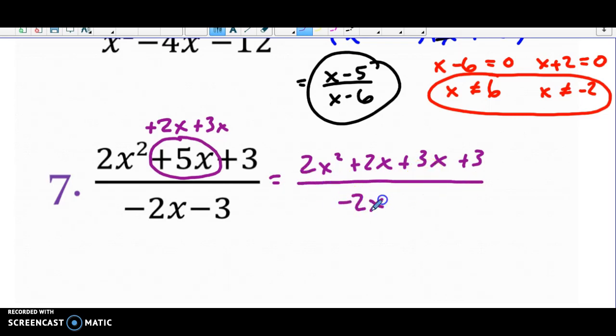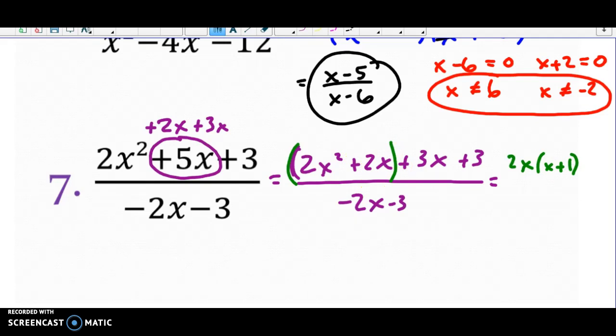Now, let's keep working right here. Now I'm going to go ahead and out of these first two terms, I'm going to factor out a greatest common factor, which is 2x. So if I factor out a 2x, all I'm left with is x. And if I factor a 2x out here, all I'm left with is a plus 1.